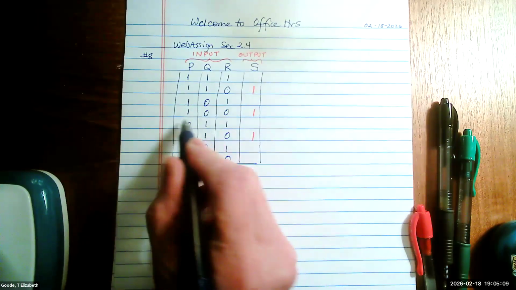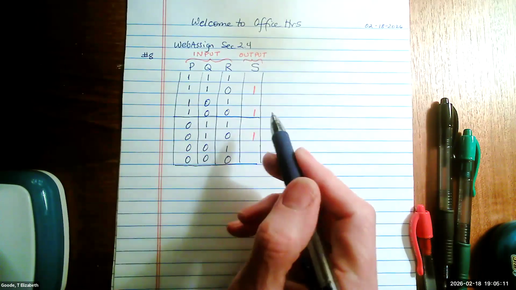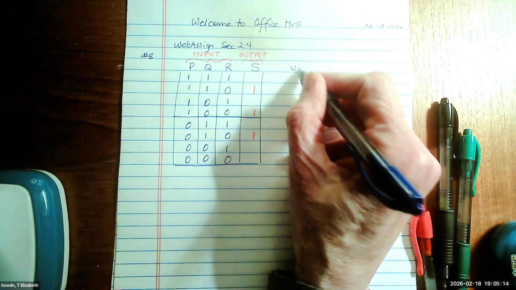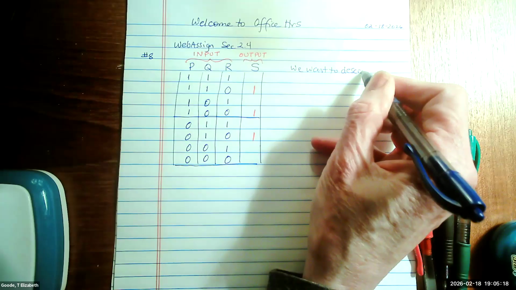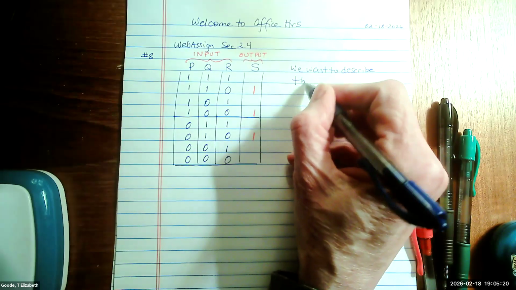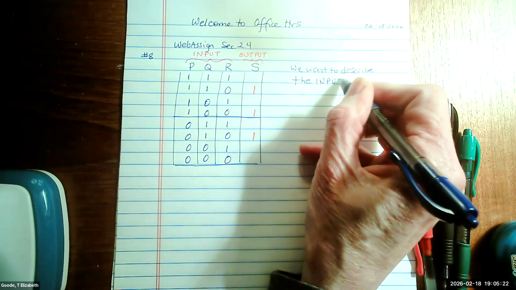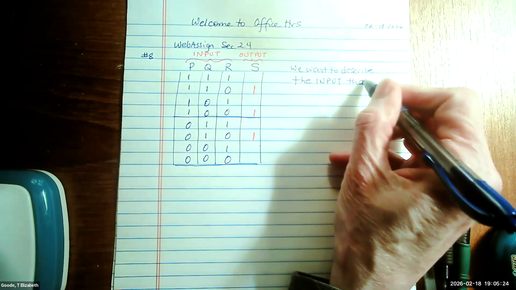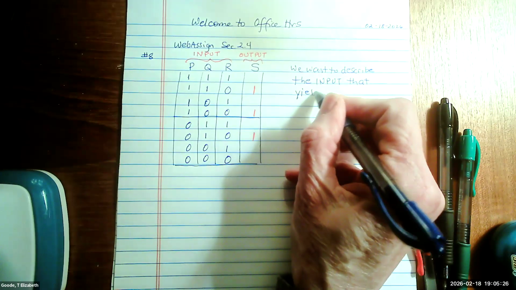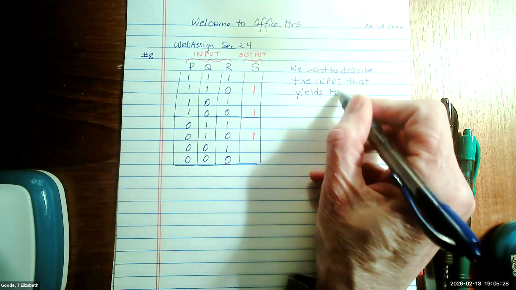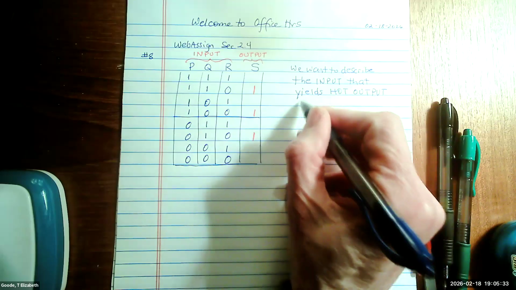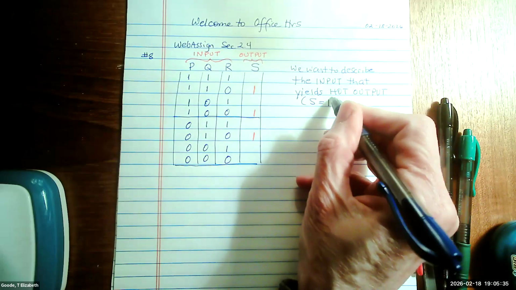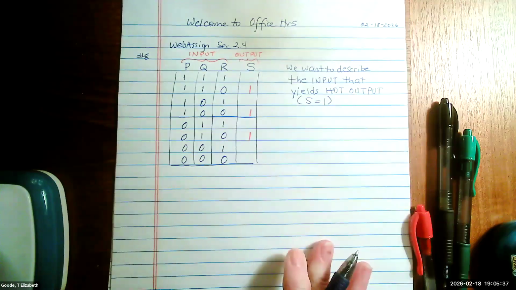So what we want to do is describe the input that yields or produces hot output. In other words, S equals 1. We only care about those rows.